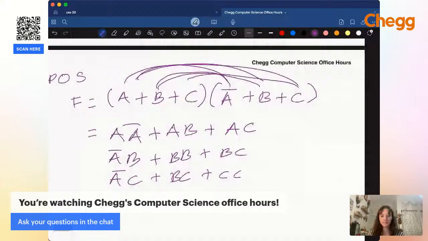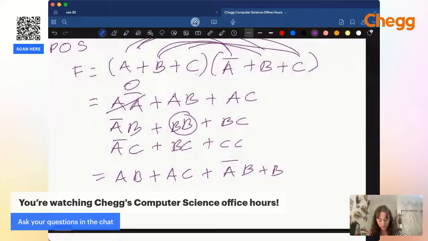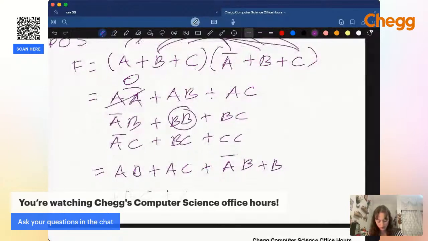And then just some easy simplification. We know that this is 0, so sorry, we know that this is 1. No, we do know that it's 0, my bad, because A and not A can never be true. That will always be 0. So that gives us AB or AC or not AB, and then we can just rewrite this as B or BC or not AC or BC or C, and rewrite that as C as well. Okay, so that's a lot we've got going on.